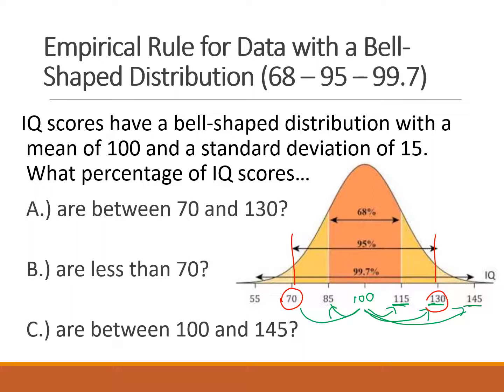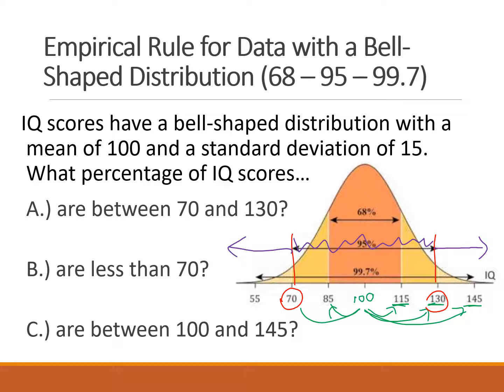Part B: what percent of our IQ scores are less than 70? So now we're talking about this section over here. This is outside of the 95%. Now, if we were talking about that left side and that right side, it's everything that's not here. So there's 5% to the outside of those two red lines, represented by the purple.